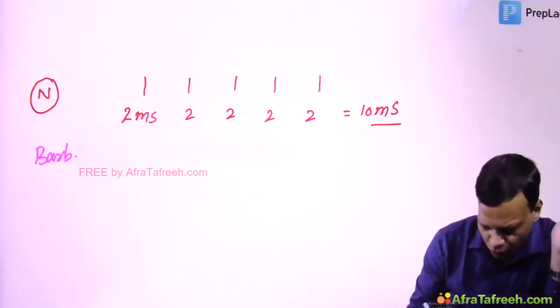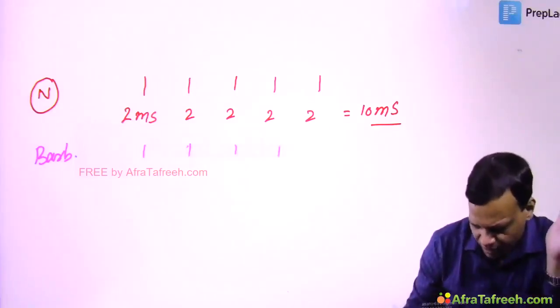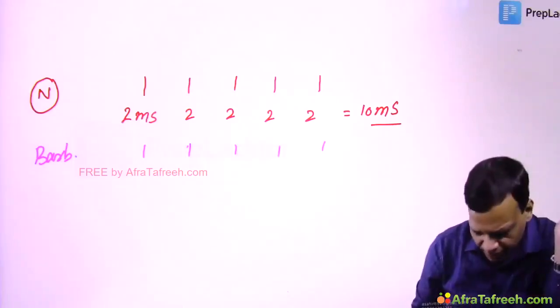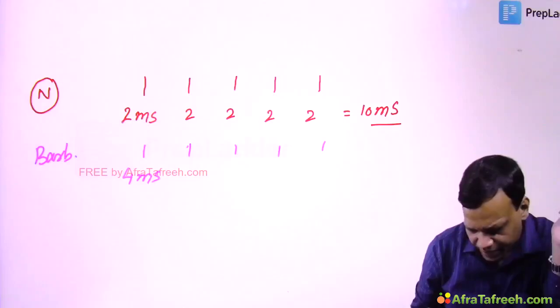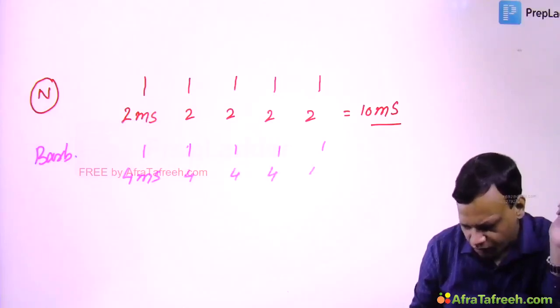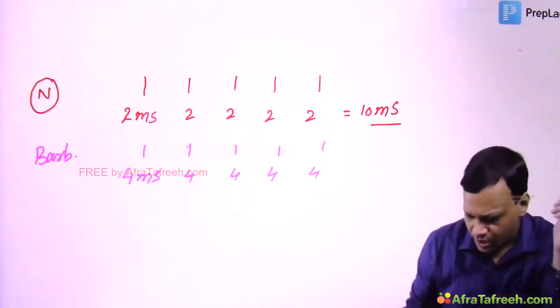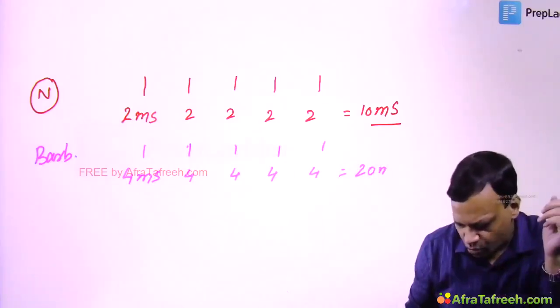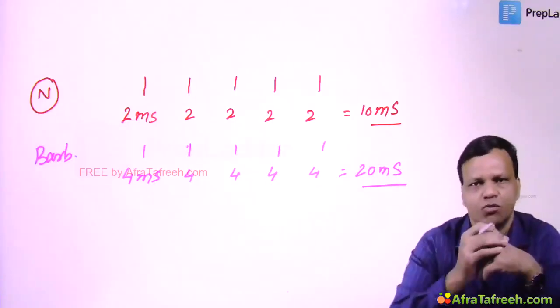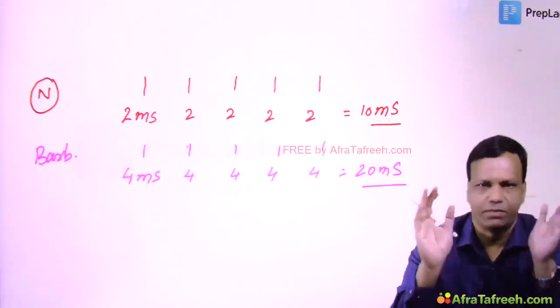That means the channel will open the same 5 times. The number will be the same, but every time it will remain open for a longer period. So instead of 2, it may remain open for 4 seconds. So the total time for which this channel is open is 20 milliseconds. So more chloride has entered, and that can lead to depression of the brain.